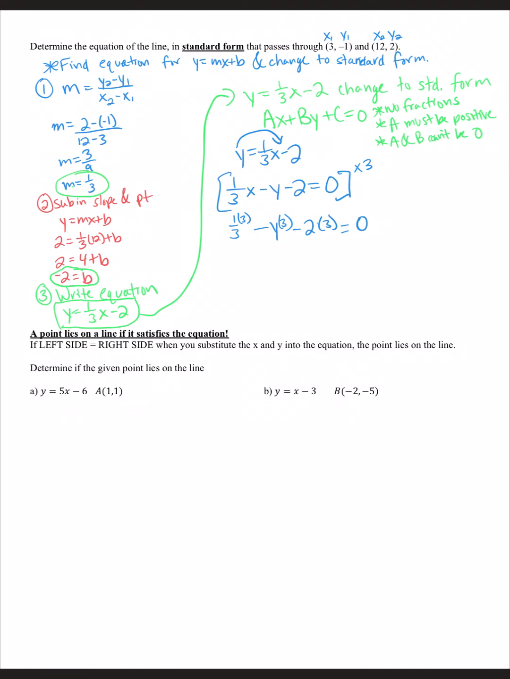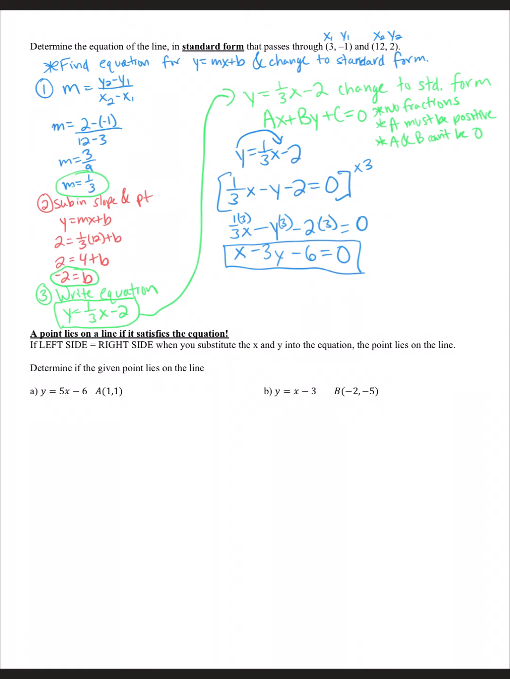So 1/3 times 3 is 1. Oh, sorry, there should be an x there. So just 1x. 3 times y is 3y. And 2 times 3 is 6. Okay, so you've now converted that y equals mx plus b equation into our standard form of our equation. x minus 3y minus 6.